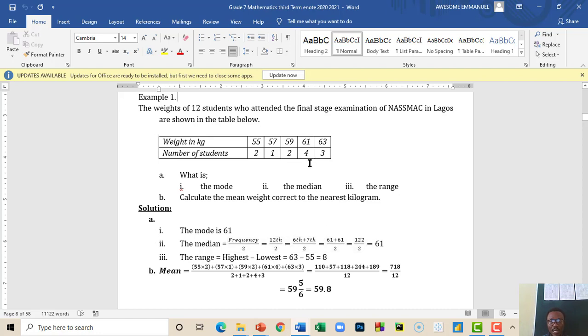I'll pick 61. Now the 7th number, I can get 7 also in 9. The value there is also 61. So I have 61 plus 61, which is 122. Then 122 divided by 2 will give us 61. So this is how to get the median.